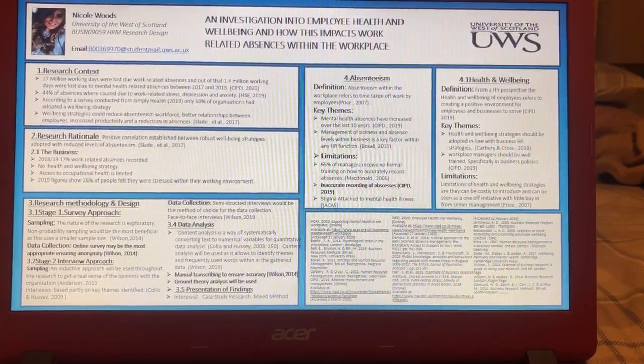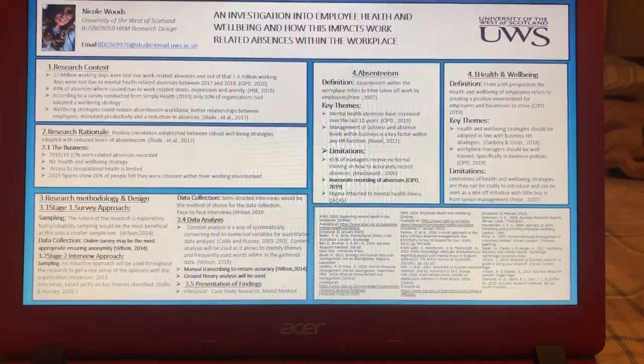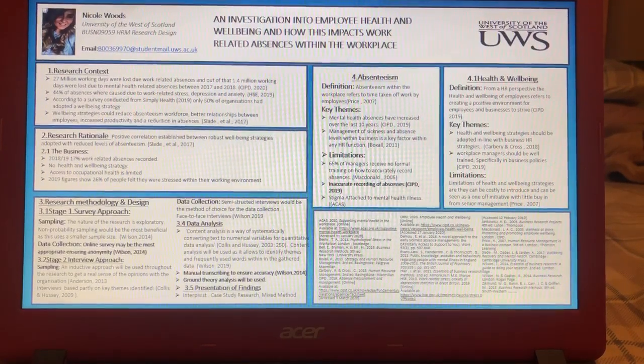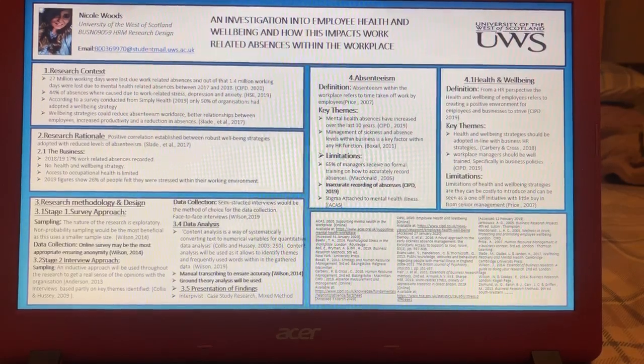But limitations can be identified within this method. Opinions could be biased. I could also receive a low response rate. So it's crucial for me to make sure that I have got a comprehensive cover letter attached to why I'm conducting the research and why it is important for them as well.